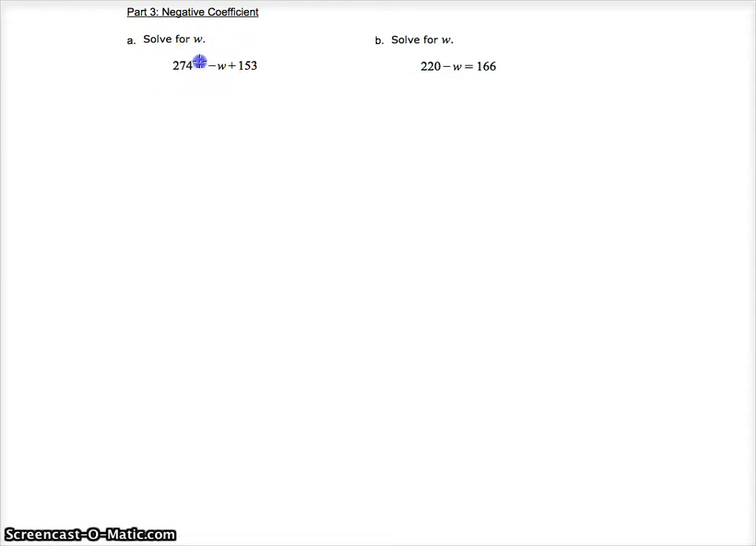So here we're going to split it in half. And I've got plus 153, so that means I'm going to cancel that guy. So I'm going to subtract 153 from both sides. So it's going to go away, and then negative W is going to drop down. And make sure you leave a space here, because we're going to talk about something real quick.